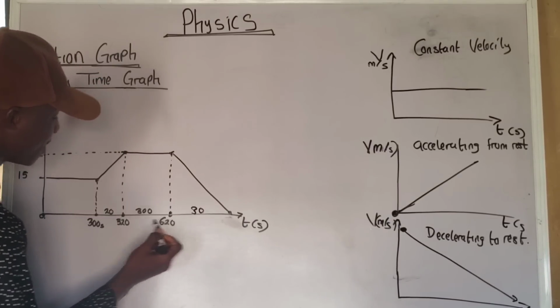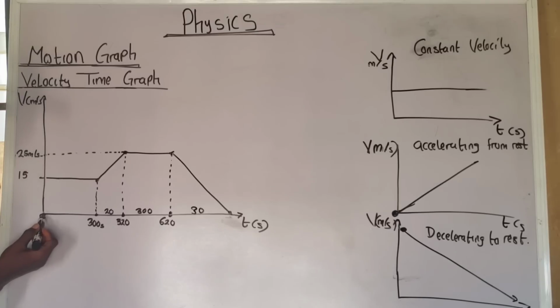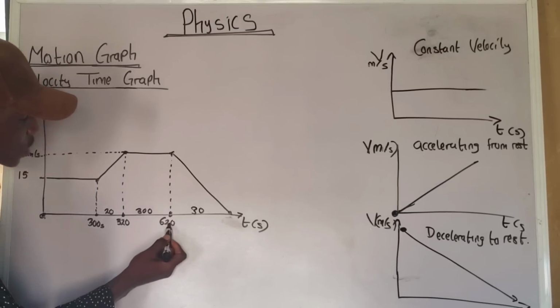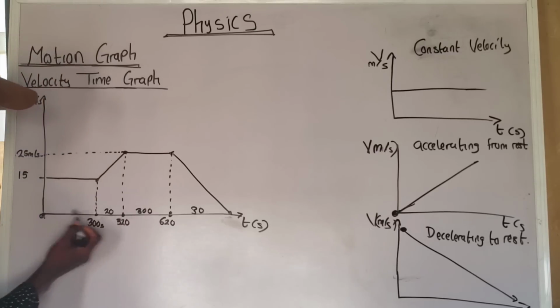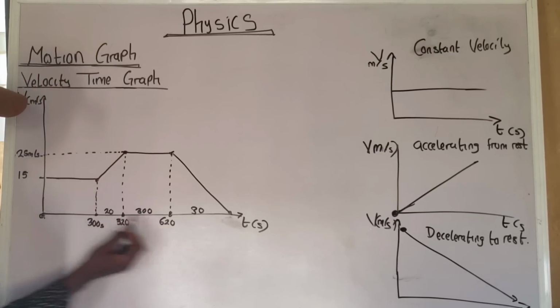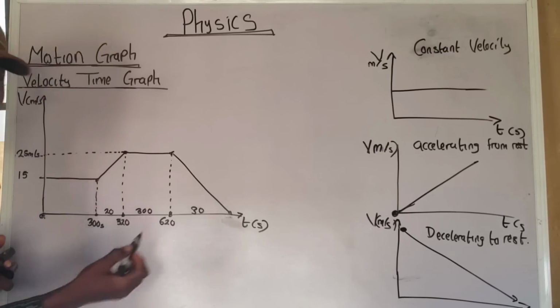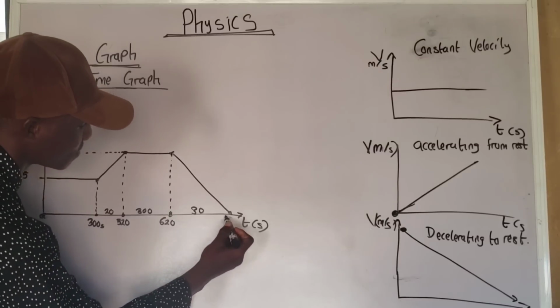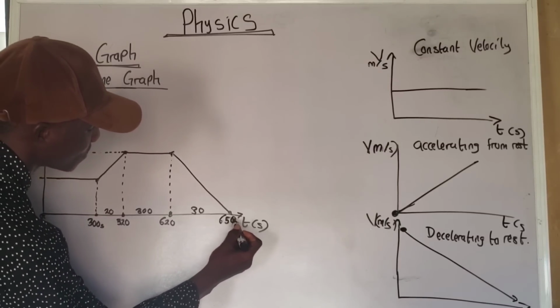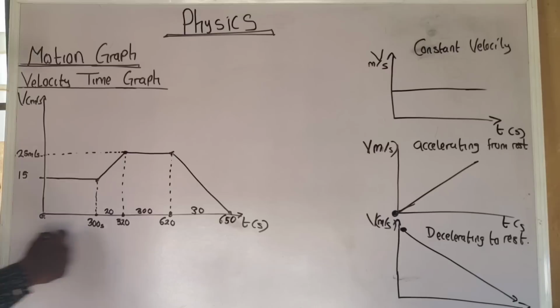Now the total time taken will be what? 620, which is the distance from this point to this point, plus 30. You understand? That will be what? 650. So the total time taken is 650. Okay? Now, pay attention.